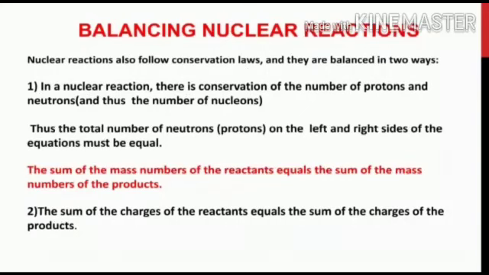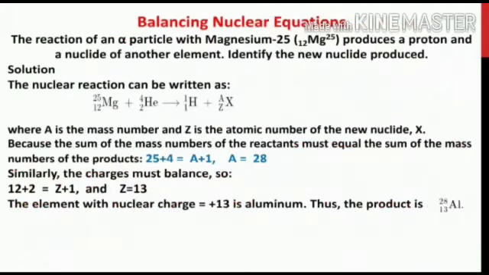Nuclear reactions also follow conservation laws and they are balanced in two ways. First, in a nuclear reaction, there is conservation of the number of protons and neutrons. Hence, the total number of neutrons on the left and right side of the equation must be equal. Secondly, the sum of the charges of the reactants equals the sum of the charges of the products. Let us balance the nuclear equation.